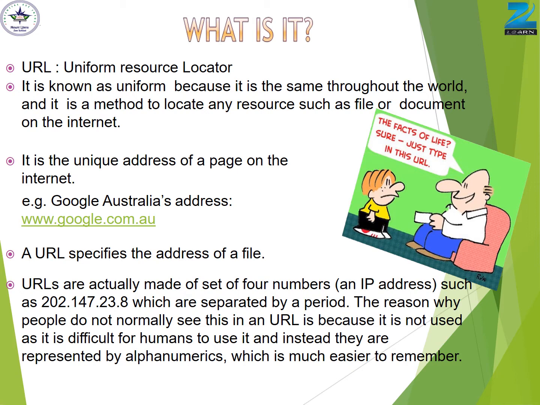The reason why people do not normally see this in a URL is because it is not used, as it is difficult for humans to use it, and instead they are represented by alphanumerics, which are much easier to remember. That's why we use the domain name converted by DNS, the domain name system. We are not using this IP address to locate any computer or page on the internet.